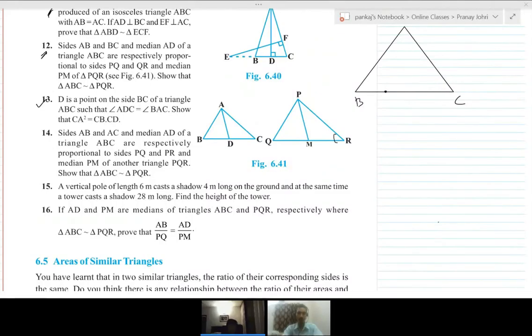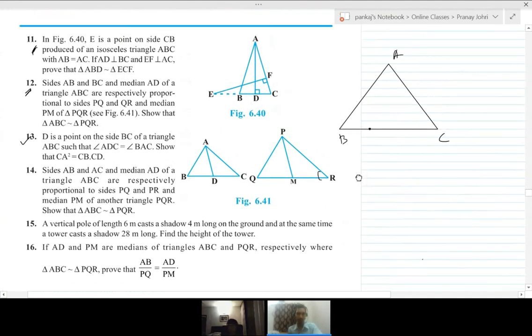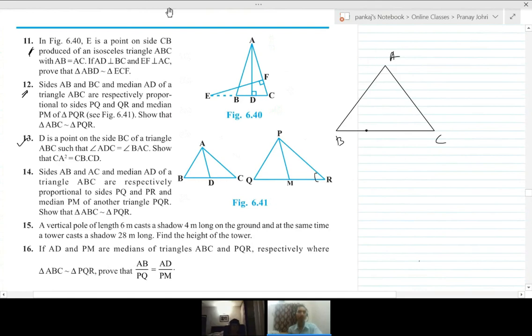The idea of a triangle ABC. Yeah, you were drawing it, I think. Sides AB and AC and AD. So AD is the median.